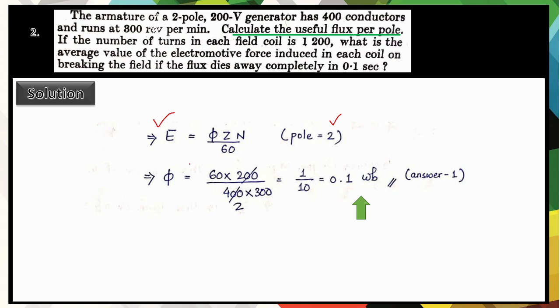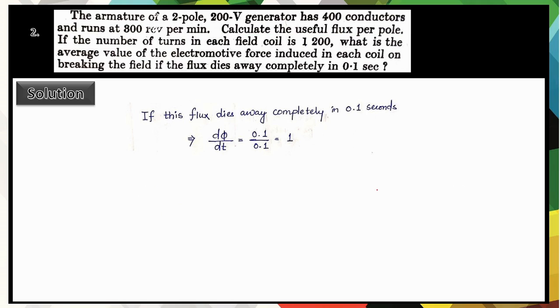If you put in the values of E, Z, N, you can calculate phi. Phi will be 0.1 Weber. This is the answer for the first part. The useful flux per pole will be 0.1 Weber. So let's see the next part.